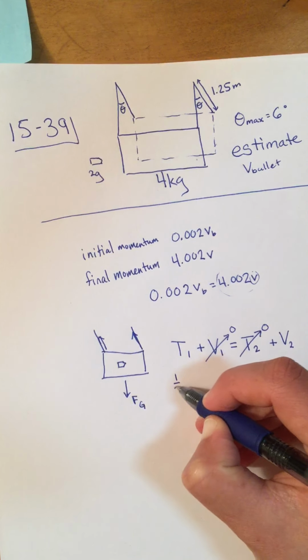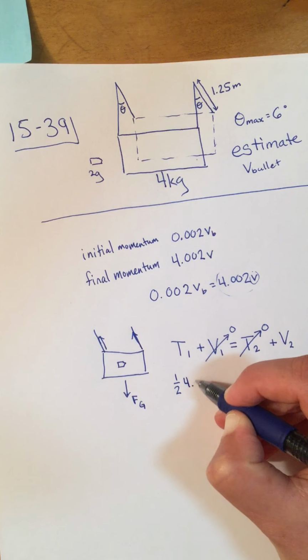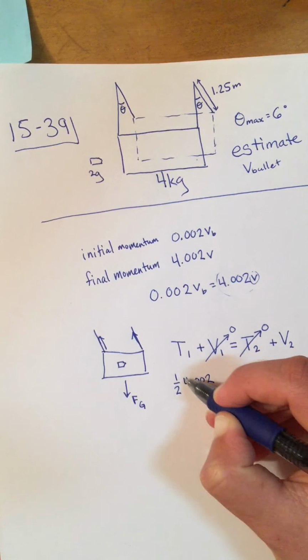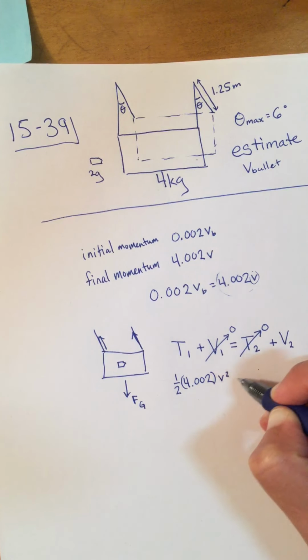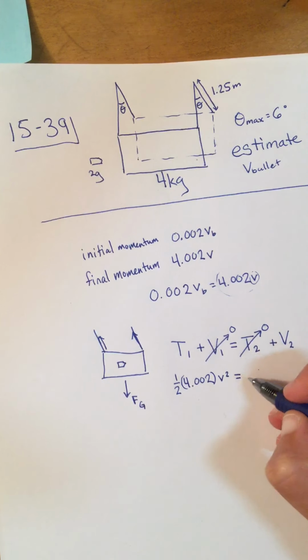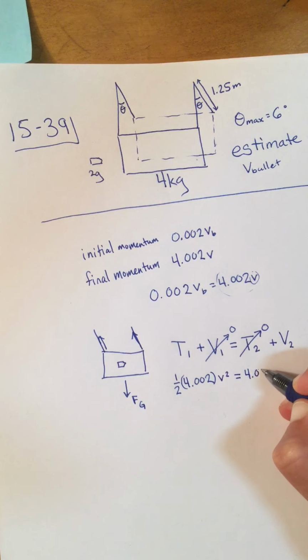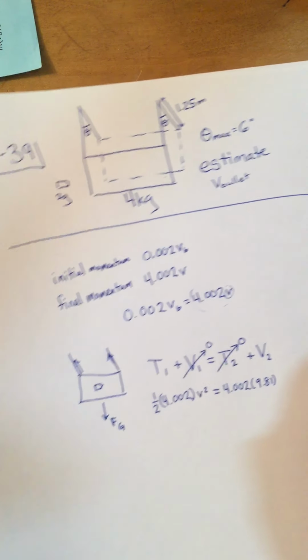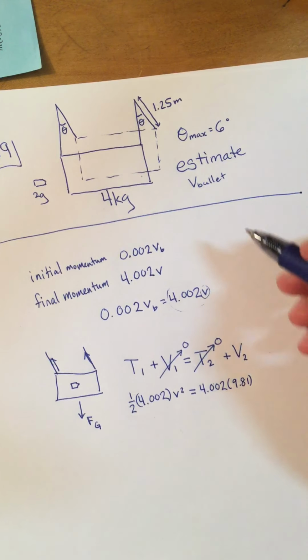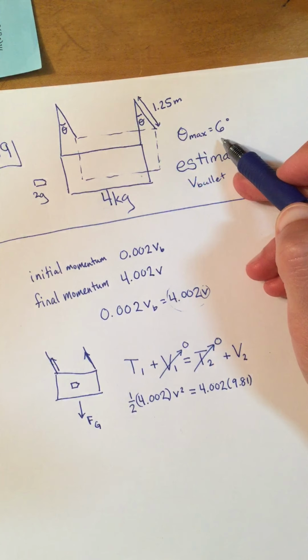So this is 1/2 the mass of 4.002, that's for the bullet and the block together, times our velocity squared for the kinetic energy is equal to the mass of the system times g times the height. I can figure out the height because I'm given the length of the rope here, and I know the angle is 6 degrees.